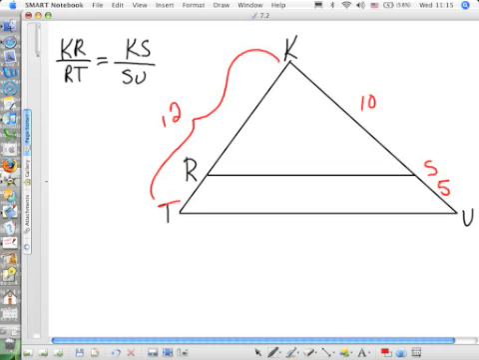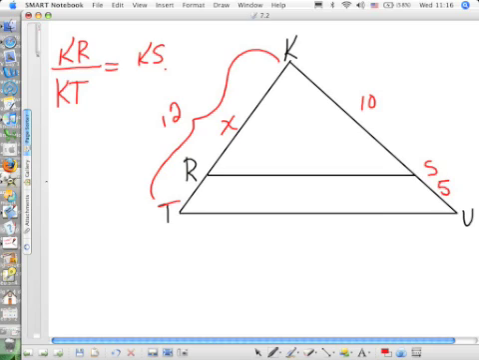KT is 12. Okay? Well, what I have to do here is develop a proportion that makes sense. Let's just start with KR. KR over KT would equal what? Using the other two sides. KR over KT would equal KS over KU. Do we know KR?